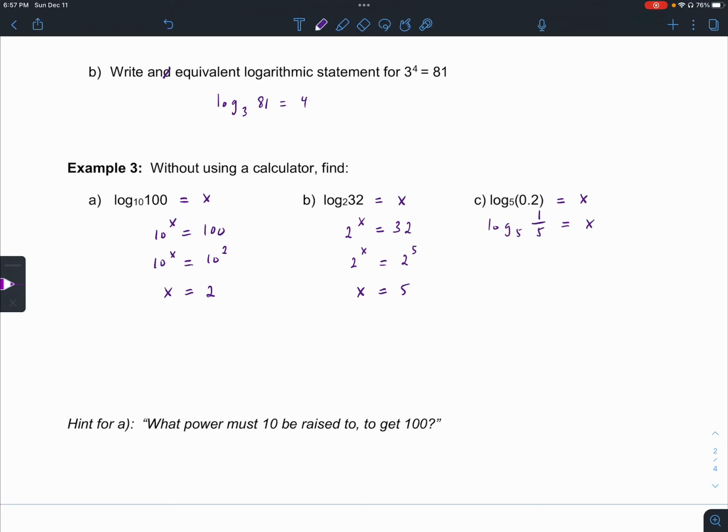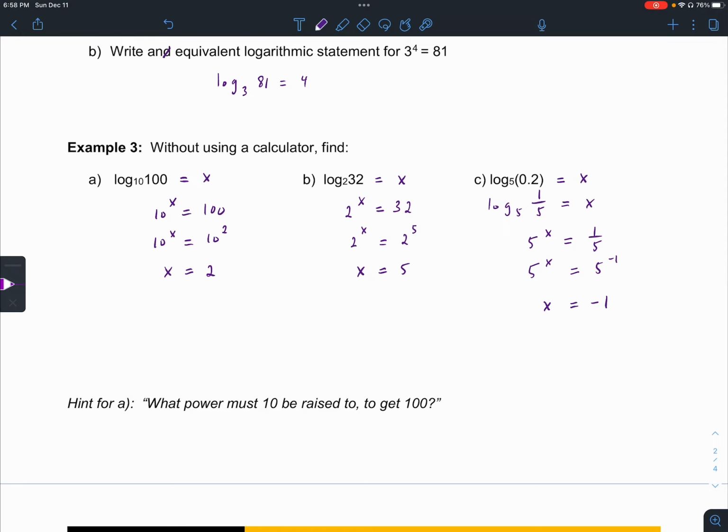Okay, and so now converting to exponential form is going to be 5 to the exponent of x is equal to 1/5. Now 1/5 can be written as 5 to the exponent of -1. And now we can drop the bases and we'll get x is equal to -1. So the way you think about all of these is basically the base to the exponent of what is going to give you whatever is after the base in that statement, right? That's the way to think about it.